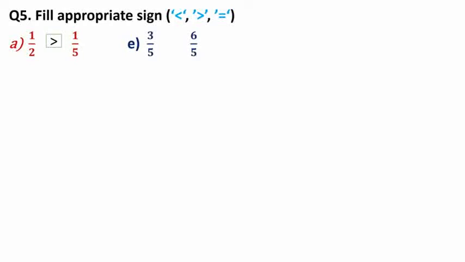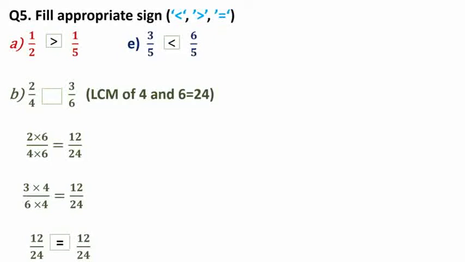Again, in the next question, 3 by 5 and 6 by 5. Here the denominators are the same, so these fractions are like fractions. We will check which numerator is greater. 6 is greater than 3. That is why 6 by 5 is a greater fraction than 3 by 5.